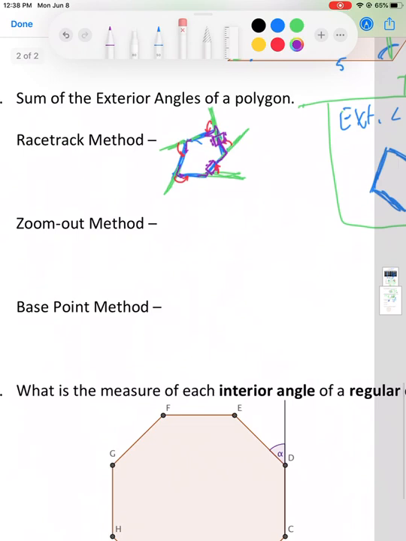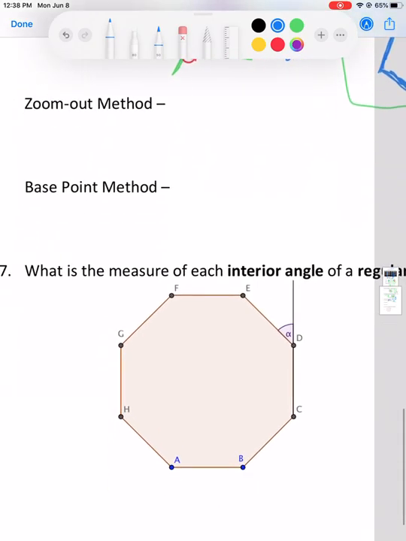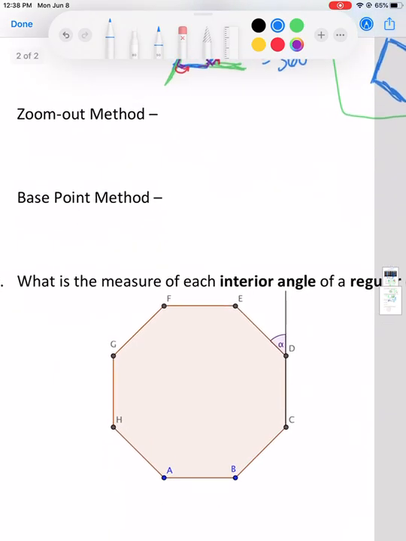So the racetrack method shows that the sum of the exterior angles of a polygon is equal to 360 degrees, because I started at one spot, made a bunch of turns, and ended up in the same direction, same spot. Now the zoom out method, you could see this a little bit.